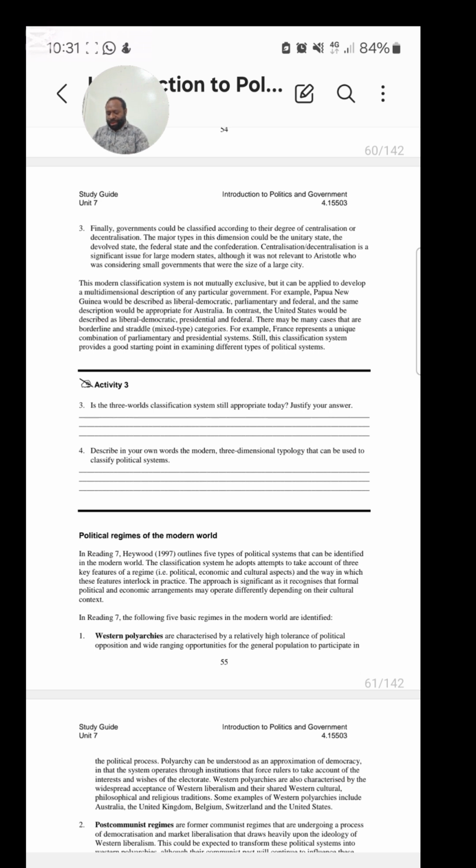Okay, so Hansen and Harab's three classifications of government. One is the relationship between the state and the society. I like this one. Second is the relationship between the executive and the legislature. Highlight this one importantly. And third is the relationship between centralization and decentralization.